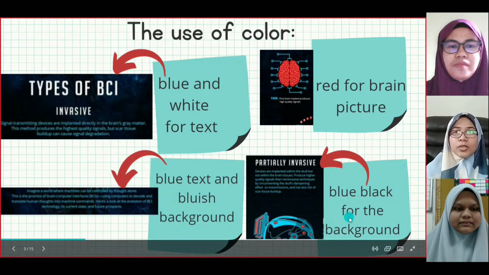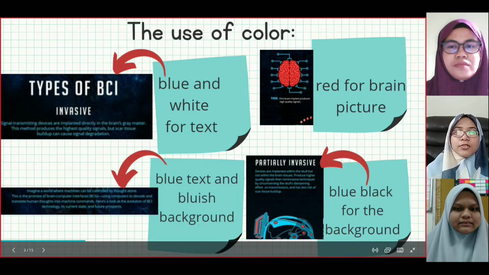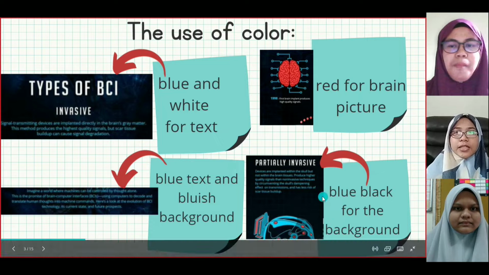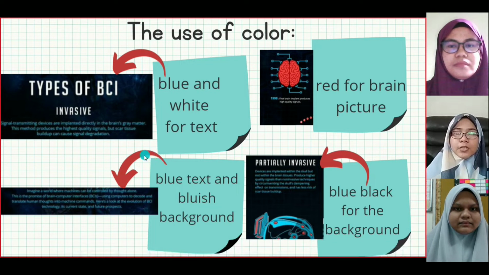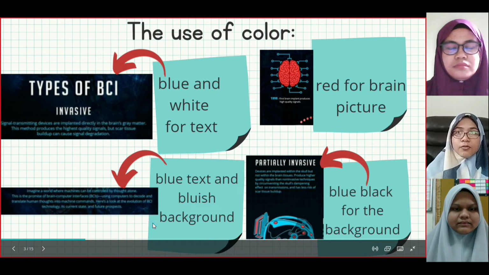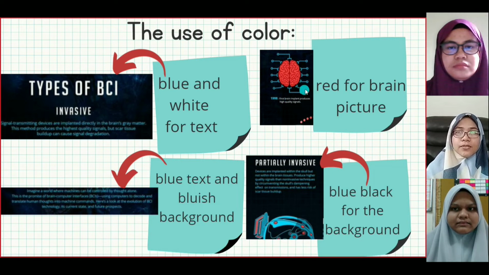Now, we will look at the use of color for this infographic. The color of the text is gray. Only blue and white are used. The text is in contrast with the background for the most part, which is blue-black, so the text can be seen clearly. But there is a certain part where the background is too bluish and the text is also blue, which is a bit hard for the reader to read. The red color is used for the brain picture, which adds a little spice to the attractiveness of this infographic.